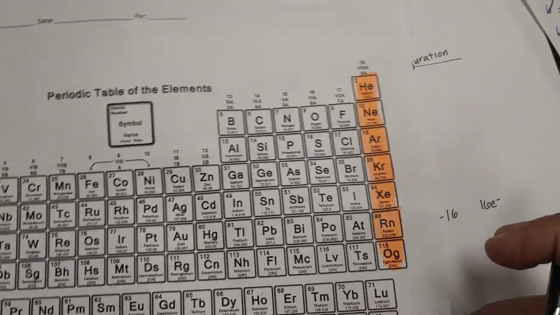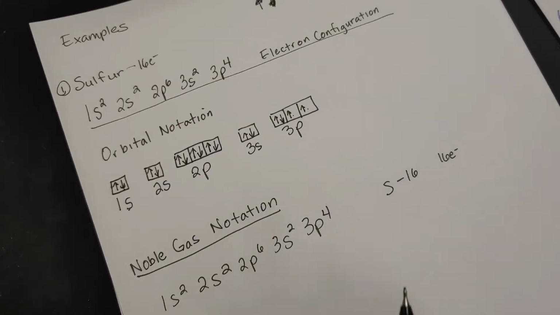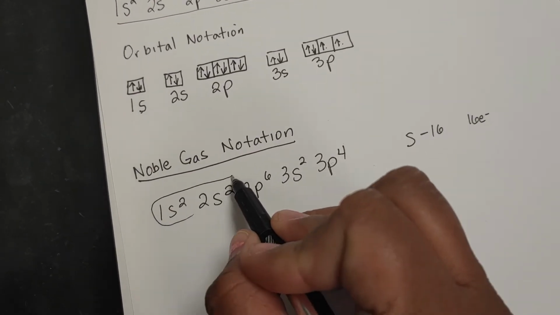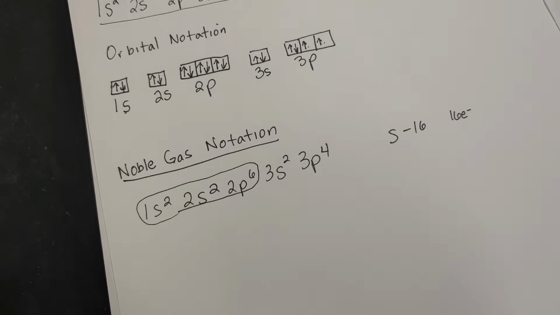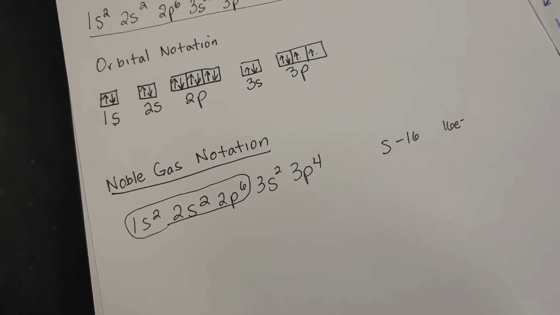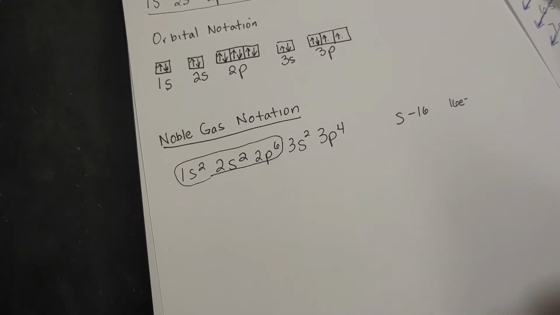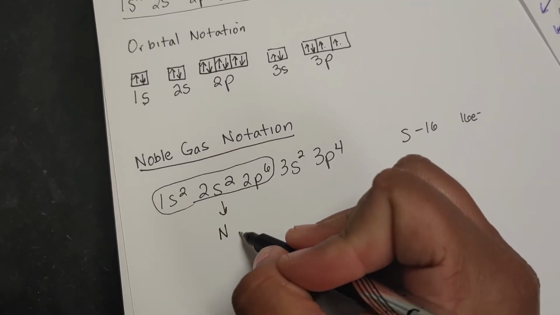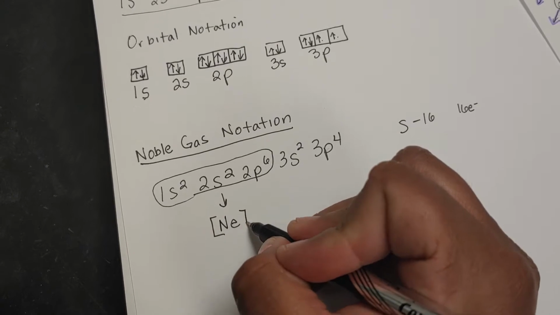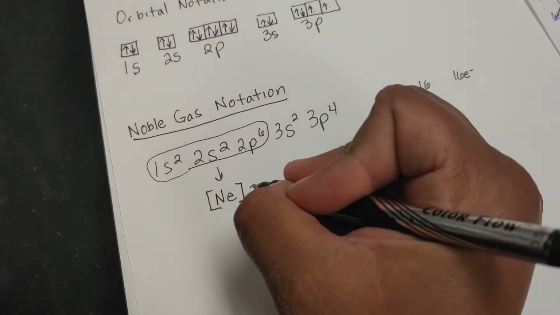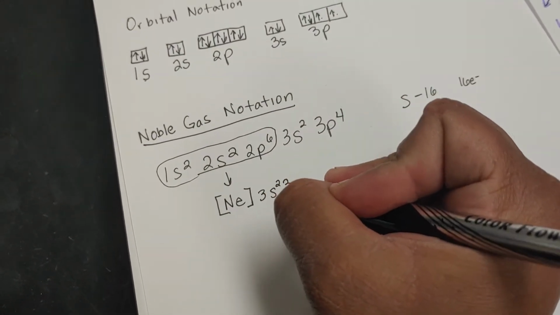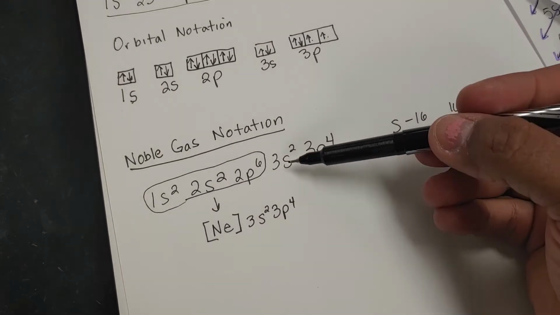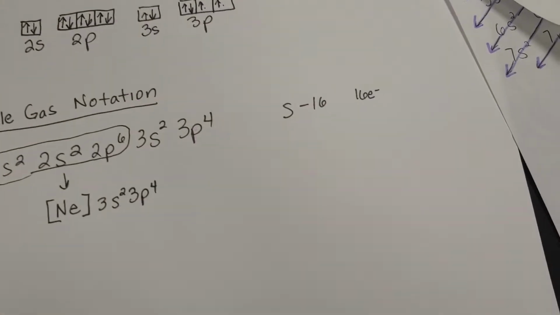So on the configuration for sulfur, you're going to take the first 10, because that's a configuration for neon. And you're going to replace those with the symbol for that noble gas in brackets, and then just write whatever's left over. And that's it. So what you're pretty much doing is just shortening what you have to write.